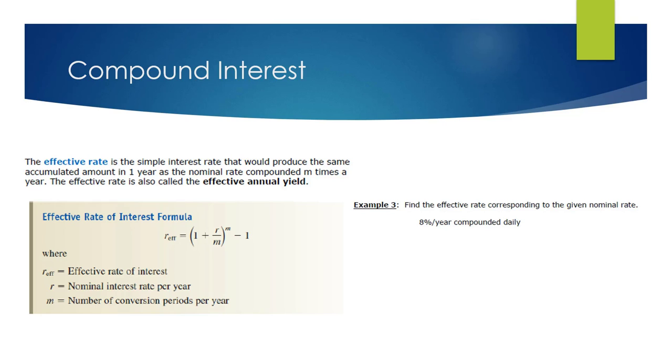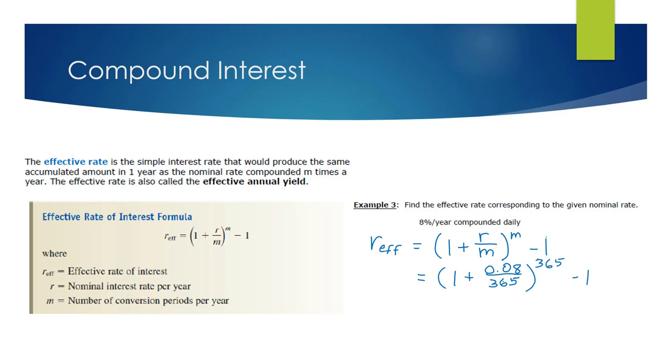Find the effective rate corresponding to the given nominal rate. So basically, it's 8% per year compounded daily. According to this, I'm just going to plug it into the formula. The effective interest rate is equal to 1 plus r over m to the m power minus 1.